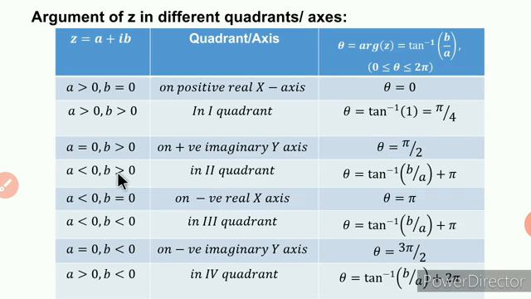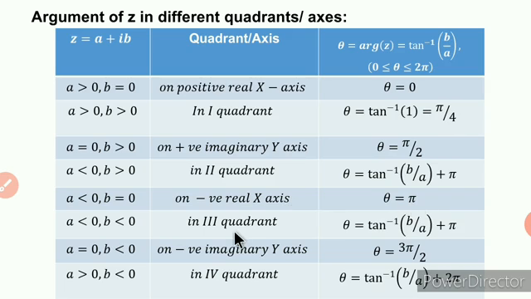When A is less than 0 and B is greater than 0, it is in the second quadrant and the argument Z, theta, is equal to tan inverse of B upon A plus pi, where theta lies in pi by 2 to pi because it is in the second quadrant. When A is less than 0 and B is equal to 0, the point is on the negative real x-axis and theta is equal to pi.